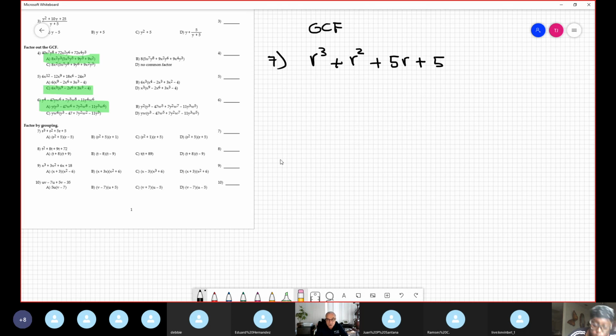For example, if I ask myself what is the GCF in this entire expression? No GCF, which is equivalent to saying it is 1. So it's not useful, because we have r cubed, r squared, 1 r, and in this last one we have no r. We have 5 here, but no 5 here. So no GCF, there is 1, and when there's 1, it's completely useless.